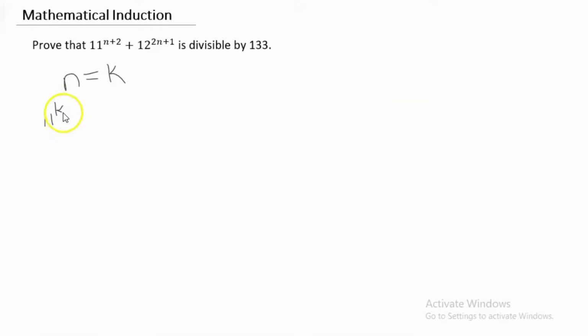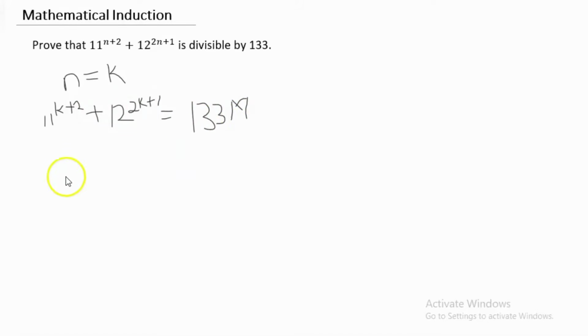So 11 to the power of k plus 2 plus 12 to the power of 2k plus 1. Okay, now we're going to equate this to 133m, just like we did in the other question. So again, the logic behind this is simple. M is an integer, so it means that whatever this is going to be divisible by 133. No matter what this is, as long as m is an integer, this is divisible by 133.